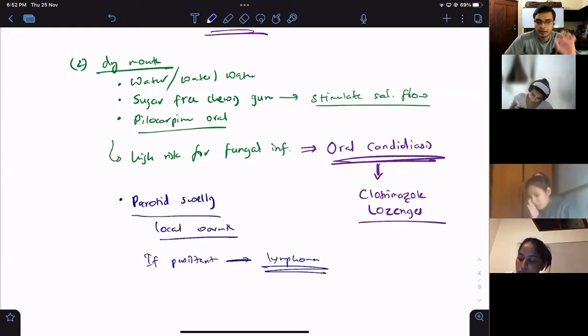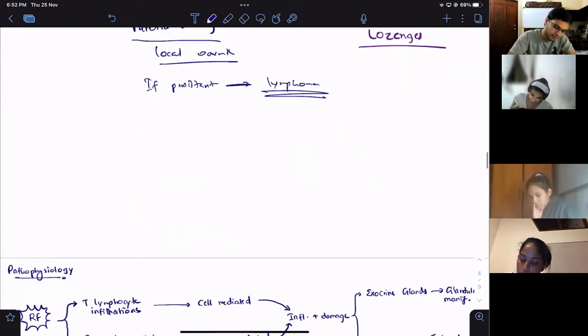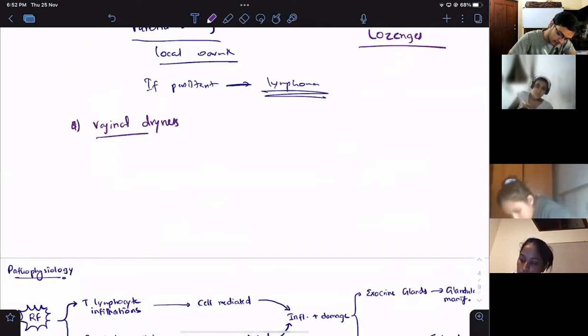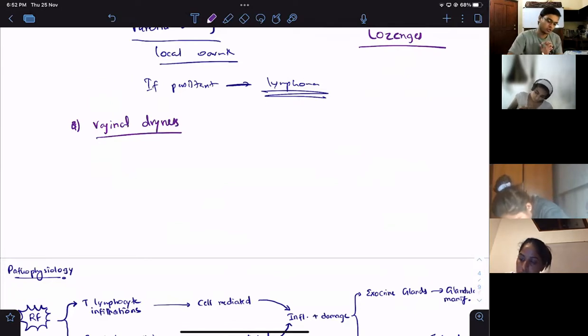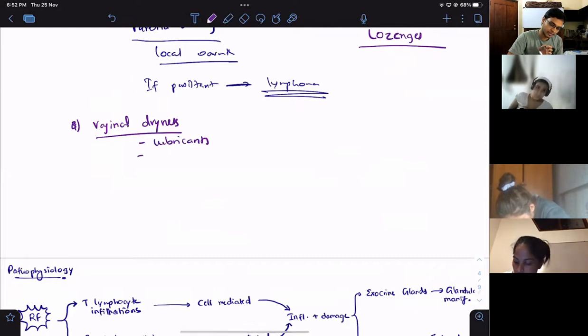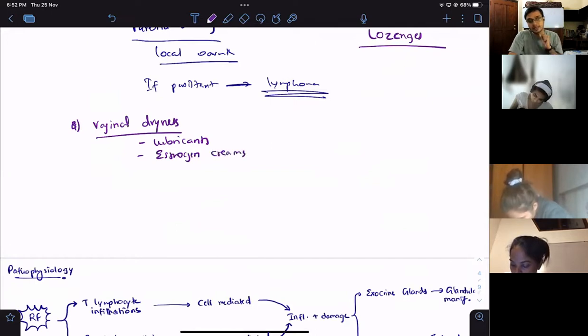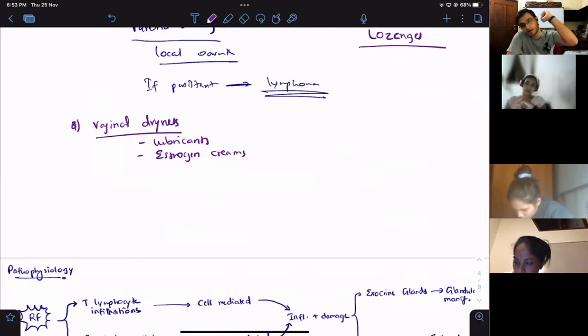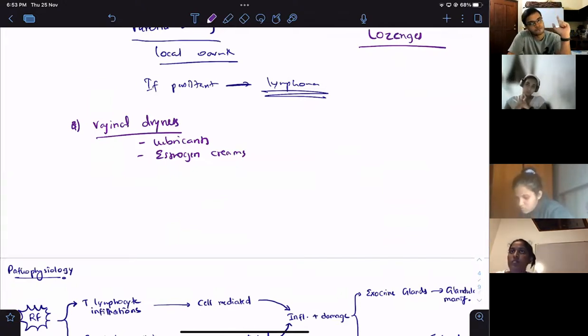Then apart from this, specifically for the female patients, if they are complaining of dyspareunia or vaginal mucosal dryness, you can suggest lubricants. There are estrogen creams. If you are prescribing estrogen creams, can you prescribe them to any age group? What do you all think?